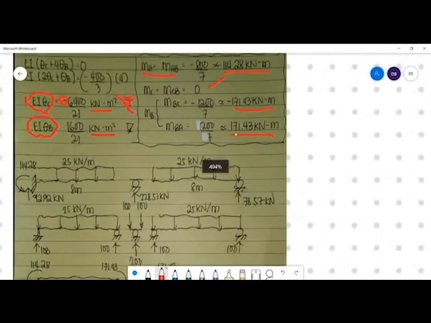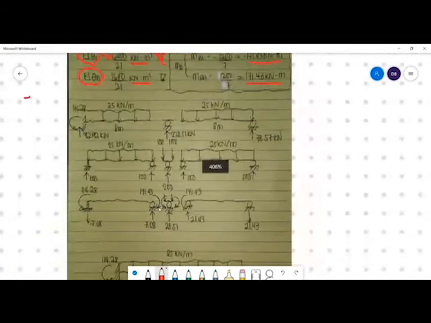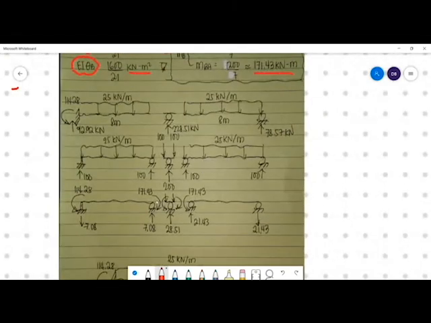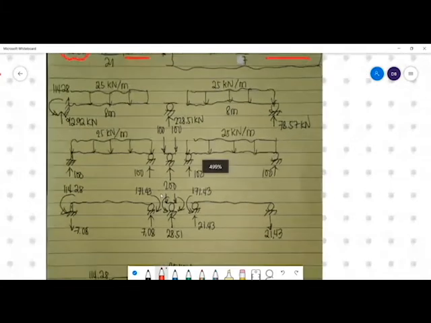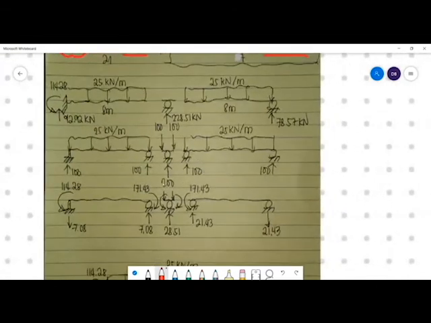MBA, on the other hand, is positive 171.43 kilonewton meter, which is positive relative to the member. Relative to the joint, it is the opposite, also 171.43, and it is negative. Let me correct myself about the sign convention.